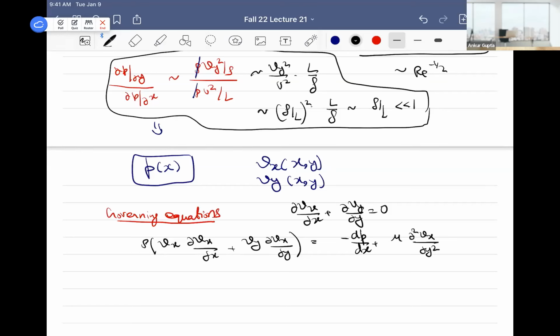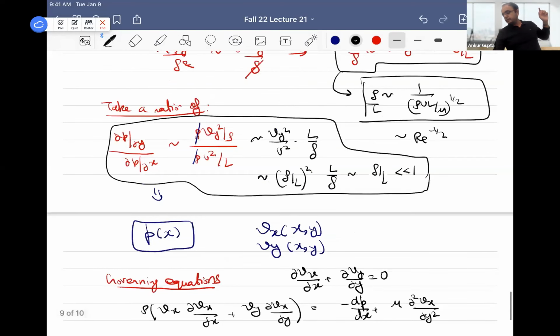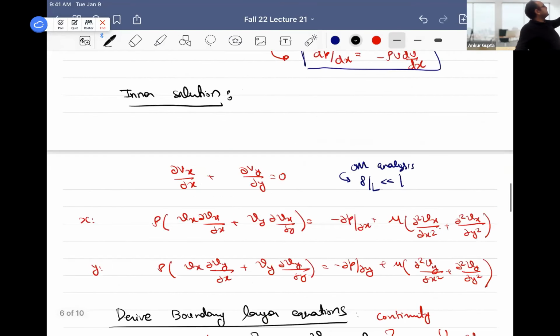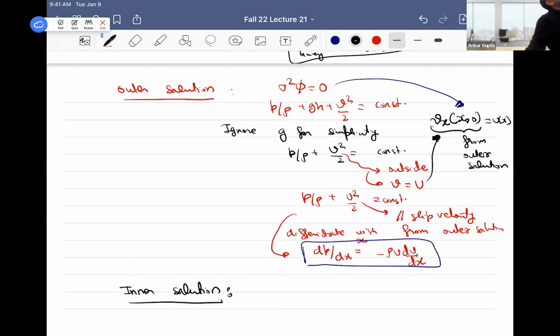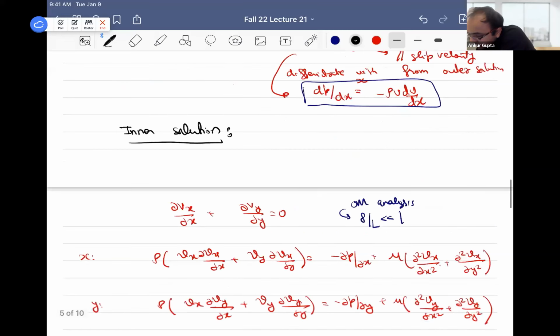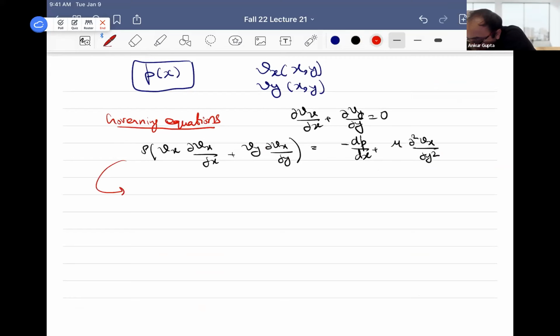And remember, from our outer solution, we had written dp by dx is minus rho u du by dx, right? Why am I able to match these pressures? Because they don't depend on y. Whatever my x gradient outside is has to be the same gradient inside, because they have to match in the y direction, but there is no dependence in y. So I can directly put that there. If you put it there, essentially what you get is the celebrated equations: del Vx by del x plus del Vy by del y equal to 0, and rho Vx del Vx by del x plus Vy del Vx by del y equal to rho u du by dx from the outer solution, plus the viscous term.